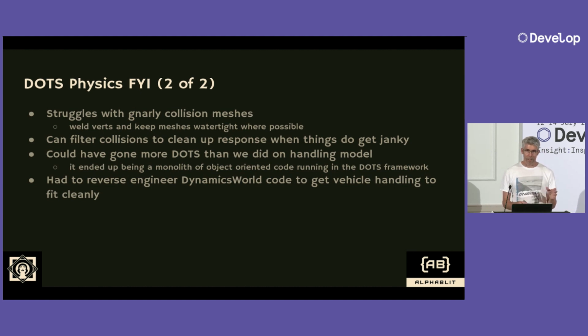And we could have gone a bit more all in on DOTS with our handling model. We had a historical handling model, which was object-oriented, and ended up with it being a kind of monolith of object-oriented code within the DOTS framework. We could have pulled that apart and made it much more DOTS friendly, but in the end, we didn't have time for that. And we had to reverse engineer parts of the internals of the physics system to get it to fit as cleanly as we did in the end.